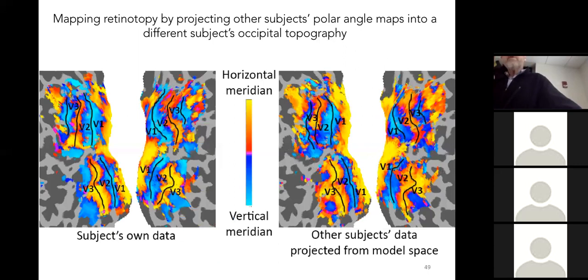But we use the transformation matrices to project those other 7 subjects' polar angle maps into this subject's idiosyncratic anatomy. And then we calculate a polar angle map based on other subjects' data. And that's what this is over here. And you can see it looks almost identical to this. So that model of topography as multiplexed topographic basis functions captures this kind of a topography of retinotopy, polar angle maps.